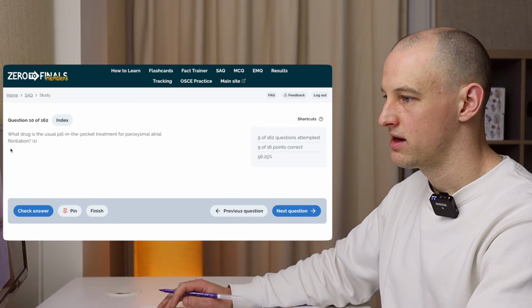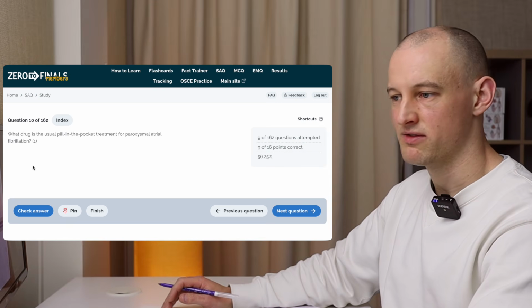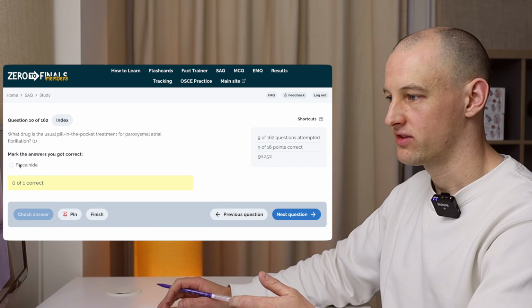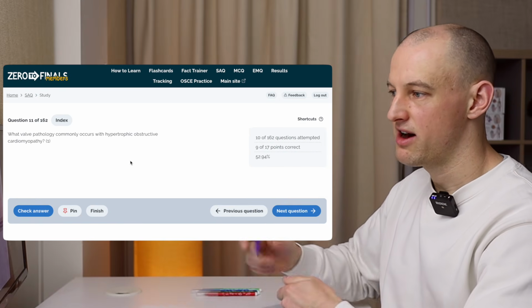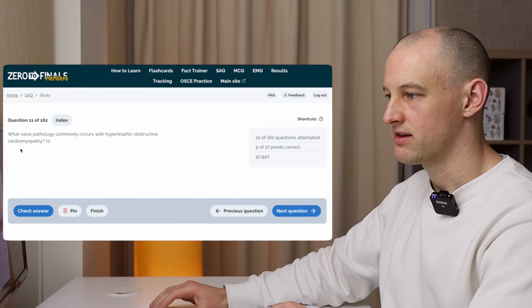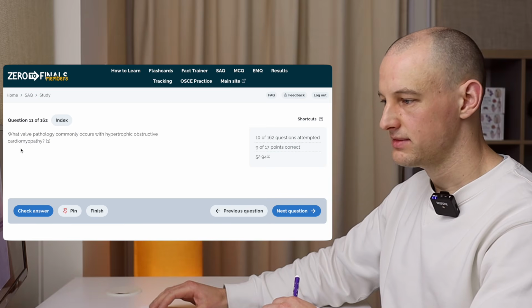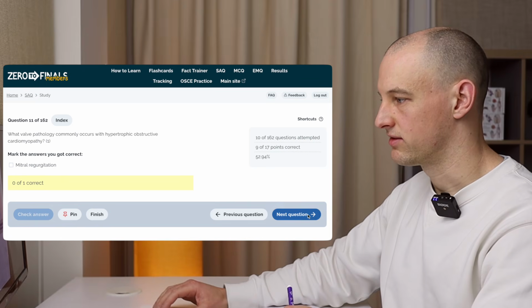What drug is the usual pill-in-a-pocket treatment for paroxysmal atrial fibrillation? I'm going to say bisoprolol, so I got it wrong. Leave that one blank. What valve pathology commonly occurs with hypertrophic obstructive cardiomyopathy? I'll say aortic stenosis. It's mitral regurg, so that's wrong.